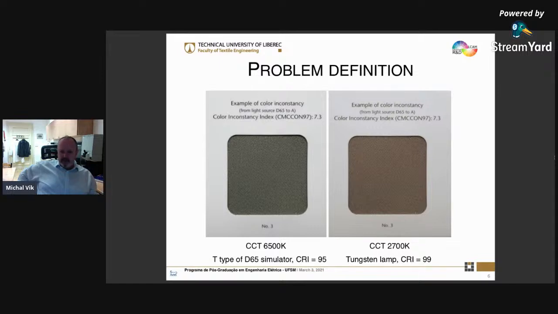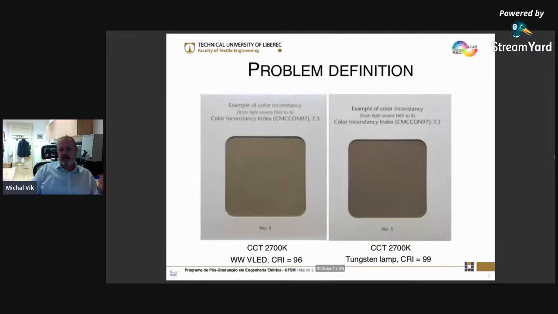due to the different spectral power distribution of the light source, because you can see that the CRI in both light sources is almost high. Color rendering index for the daylight simulator is 95, for the tungsten lamp 99 in this case. If I compare the same situation with LEDs, you can see that now the situation is different. If I have the warm white LED on the left side, you can see that our sample is not so red, not so brown. Why?